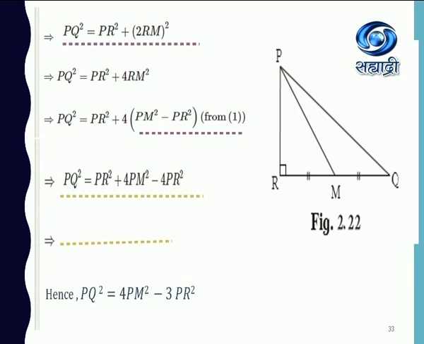When you open this up, you get PQ square is equal to PR square plus 4 times PM square minus 4 times PR square. Now 4 times PR square and a single PR square gives minus 3 PR square. So PQ square is equal to 4 PM square minus 3 PR square. This is what we were asked to prove, and we have proved it.